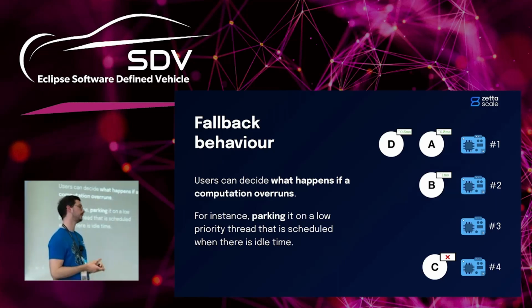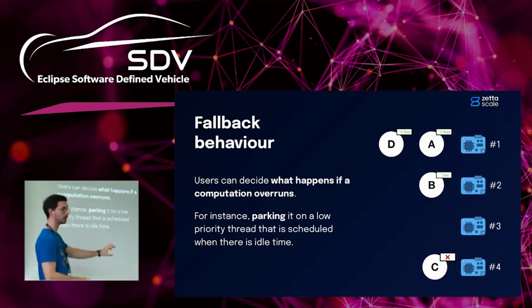So, fallback behavior, what I was mentioning. In our private fork, in addition to giving a deadline, or worst-case execution time, we're also able to move that task, if it overruns, to a different executor, and that can be on a different thread. What this allows us to do is have a specific fallback behavior. Say you want to put it on the core with the lowest priority and execute it only when there's idle time.